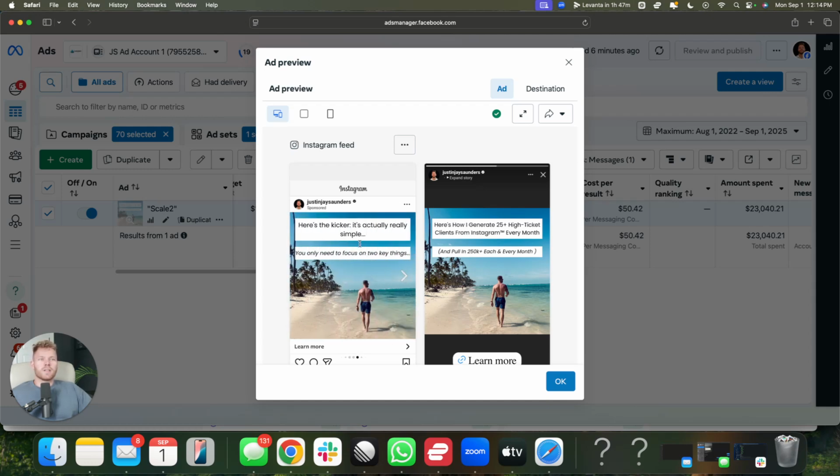Here's the kicker. It's actually really simple. You only need to focus on 2 things. In fact, you should only be doing these 2 things. 1, quit the content hamster wheel. 2, start running simple ads. So let me pause here.